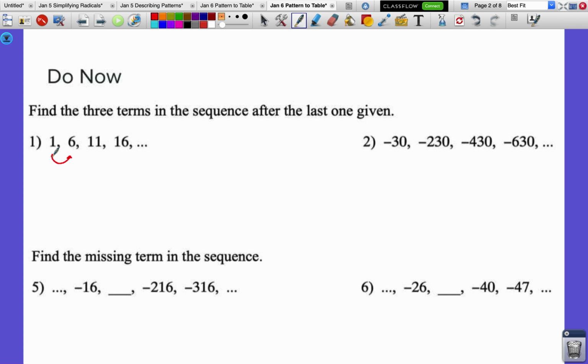What do I have to add to 1 to get to 6? It should be pretty obvious, but if you can't figure it out, you could go the other direction, do 6 minus 1, and you'll get 5, and then you'll realize that we have to add 5 to get from 1 to 6. Let's see if adding 5 works to get us from 6 to 11. It does. To get from 11 to 16, that's another plus 5. So now I've confirmed that this is an adding by 5 pattern, and my next three terms are going to be 21, 26, and 31. I'm just adding 5 each time.